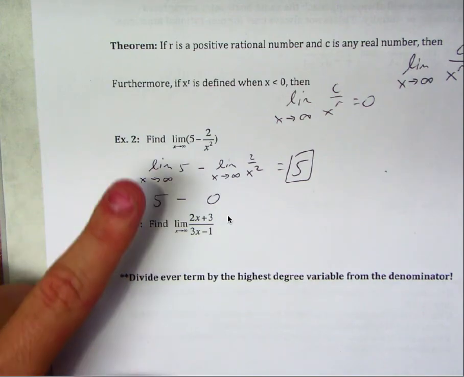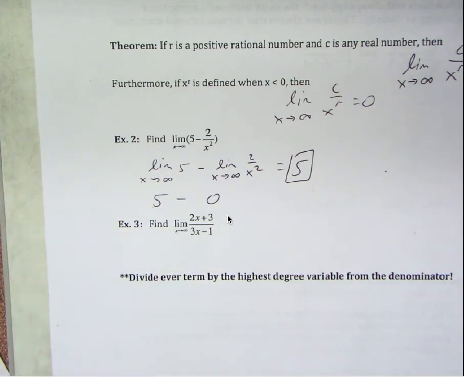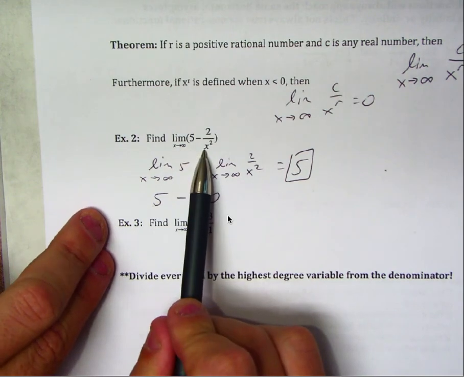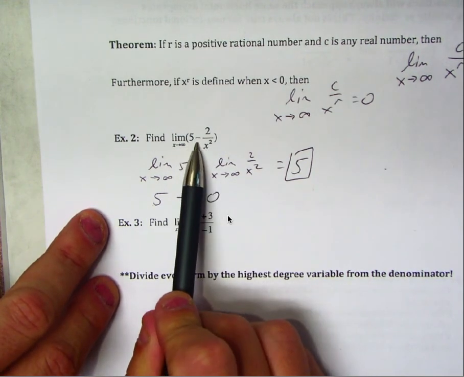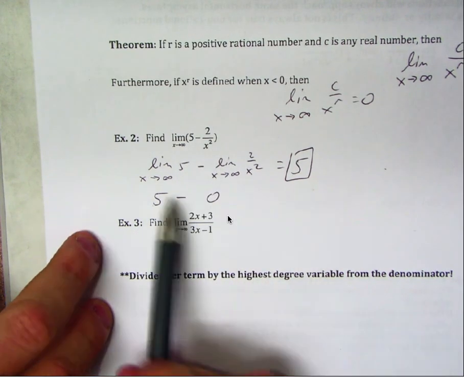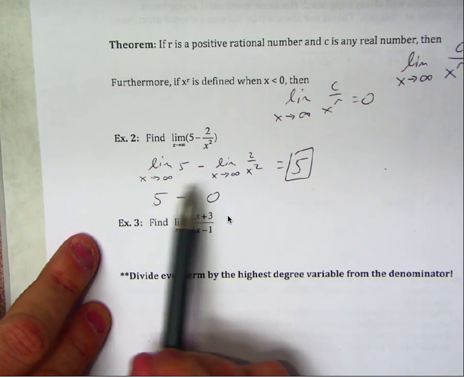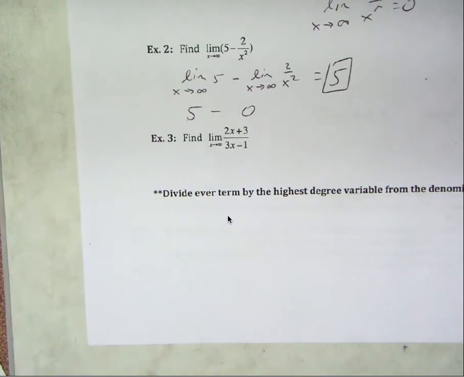You don't have to split it up. You can kind of plug the infinity in. Now, I say that term loosely. You can't plug infinity in. But if you plug infinity into all the x's, you can see what happens. You're going to get 5 minus something that becomes 0. So you don't have to split it up, but I'm reinforcing some rules that you're allowed to do. So example 3.